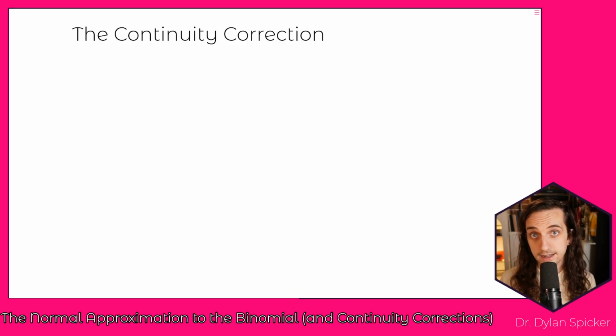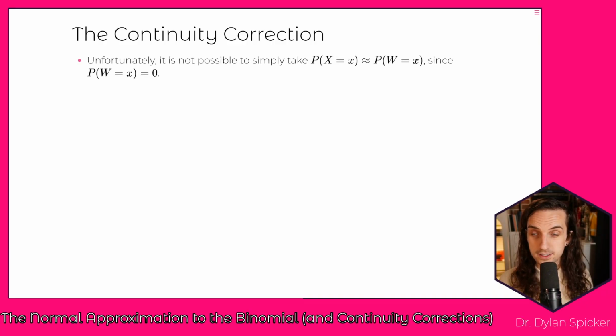Now, the other thing that we need to think about is the fact that W is a continuous random variable and X is a discrete random variable. And so how does this play into things? If we wanted to know, say, the probability that X was equal to some little x, we can't simply take the probability that W is equal to some little x, since the probability that W is equal to x is always going to be 0.